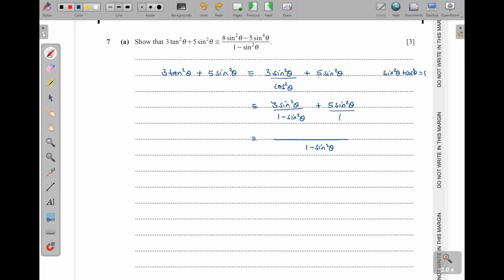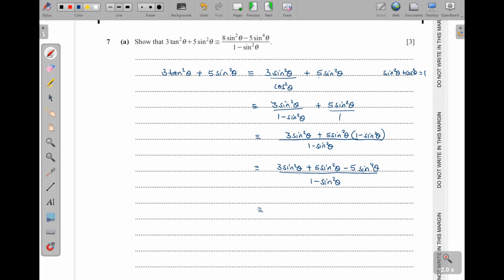So this divide by this, you get 1, then times what is up here, we shall get 3 sine squared theta plus this divide by this, you get that 1 minus sine squared theta. Then we shall multiply it with this one, so that means we shall have 5 sine squared theta times 1 minus sine squared theta. Then when we open the brackets, this is 3 sine squared theta plus 5 sine squared theta minus 5 sine power 4 of theta divided by the 1 minus sine squared theta.